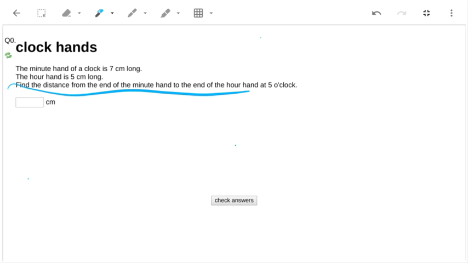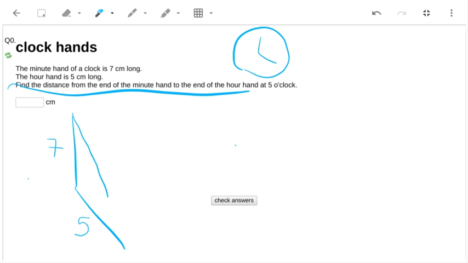Hi there. I've got a question where I've got to find the distance from the end of the minute hand to the end of the hour hand at 5 o'clock. There's a little picture of my clock, and if I draw it bigger, there's a triangle with a minute hand of 7, an hour hand of 5. I'm trying to find this distance here, and that angle in there is 150 degrees.